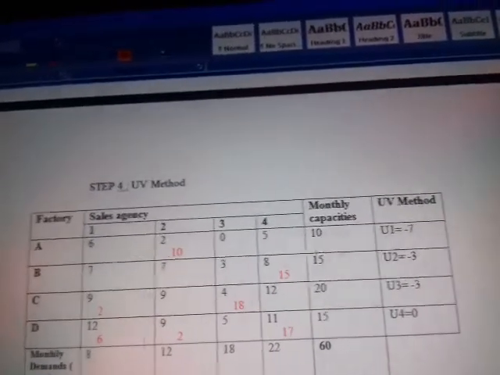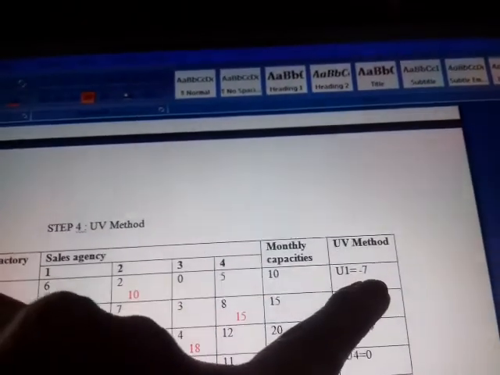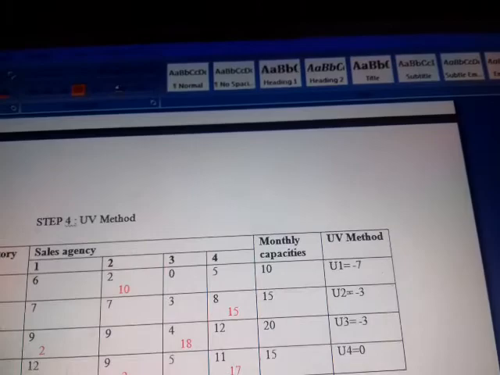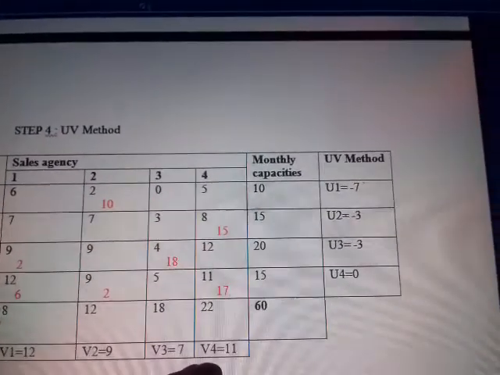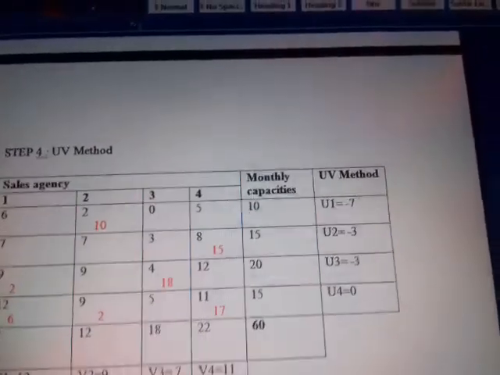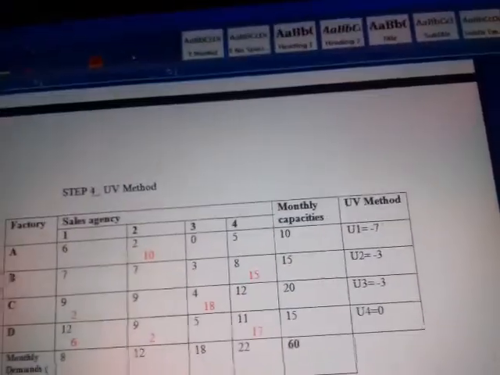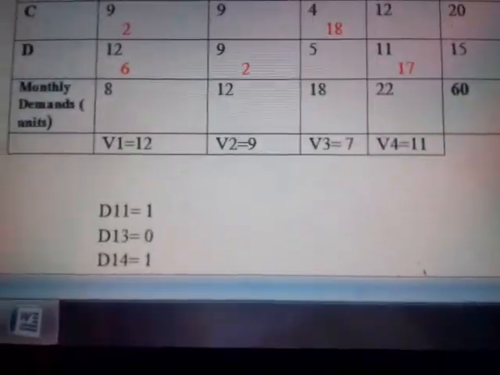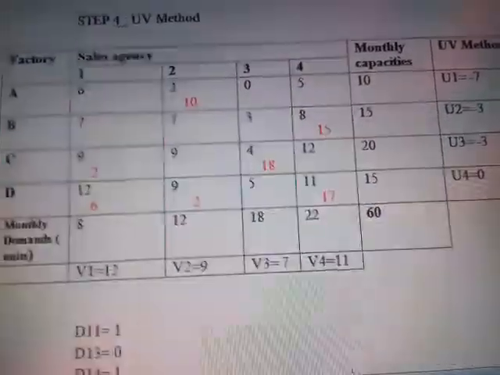Okay. The next one is D14. D14 is first row and fourth column. The corresponding row U value is -7. The corresponding column V value is 11. So if you add these two, -7 plus 11 is +4. Okay. In the formula, the minus is there, so -4. 5 minus 4 is 1. So D14 is 1. Okay. So I have written here 1 0 1. Similarly, you find out for the other unallocated cells.